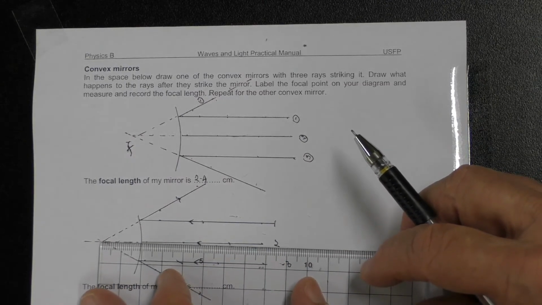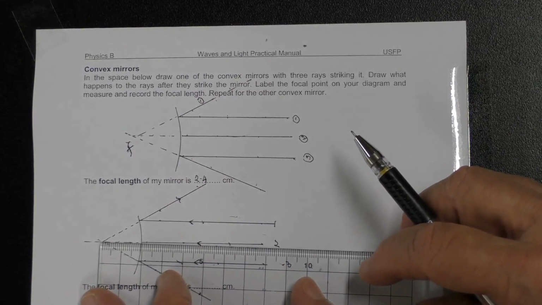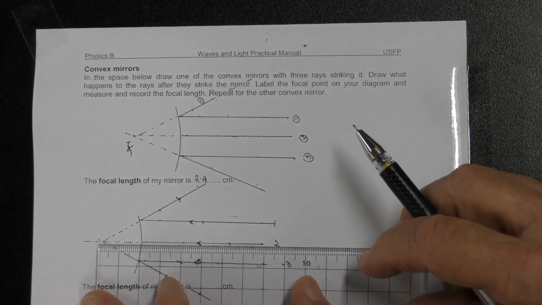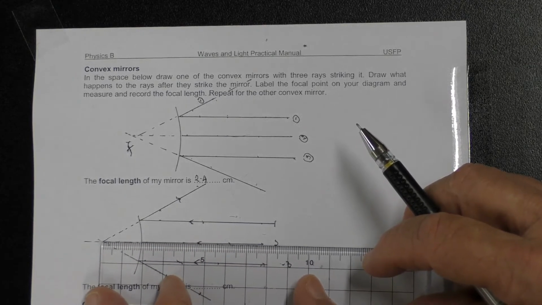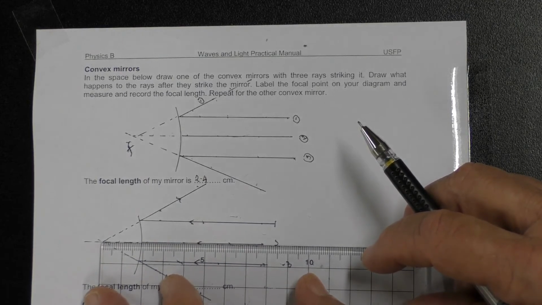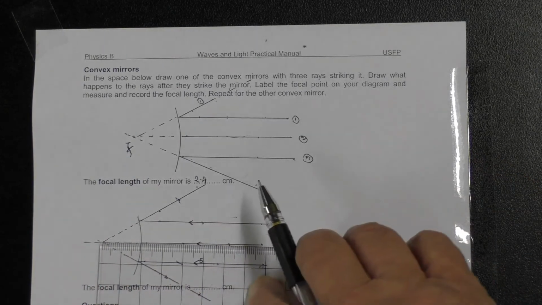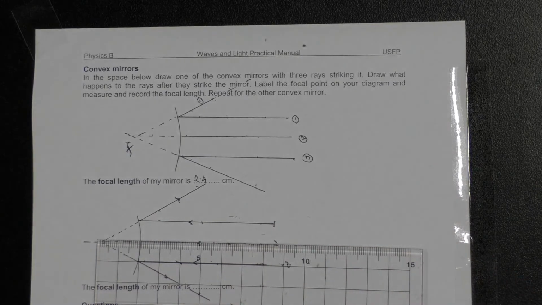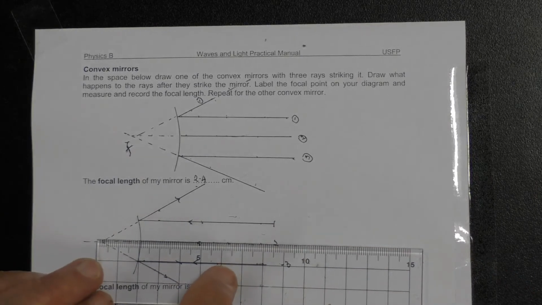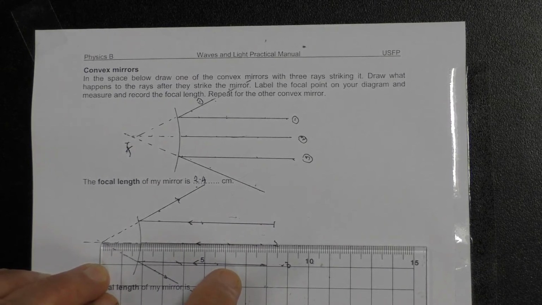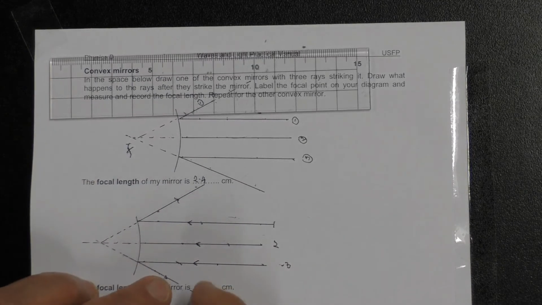So positioning that, again looking at this from an angle, that looks to me to be somewhere around 2 or 1.9. Again, I've got a bit of parallax error here. 1.9 I think might be the most accurate, so I'll write that in.